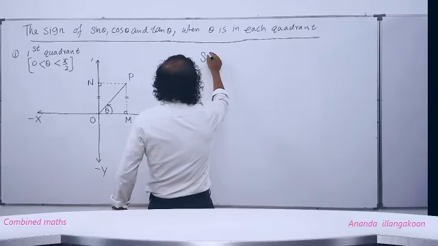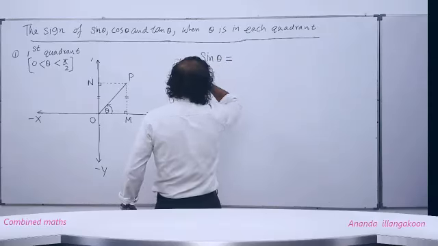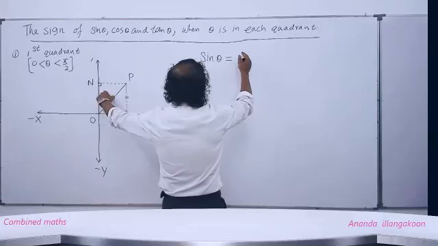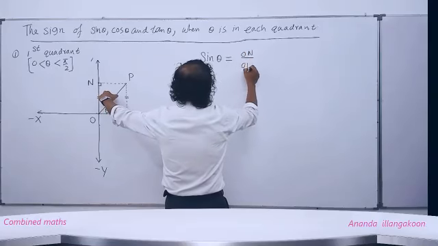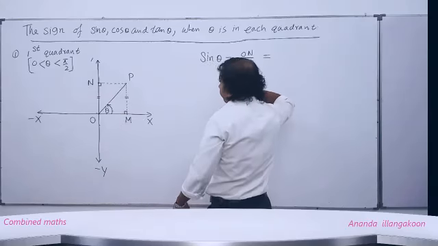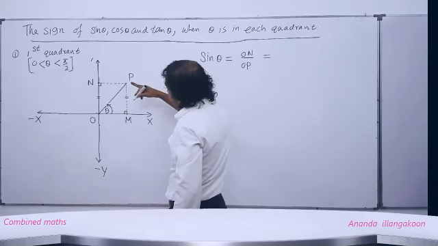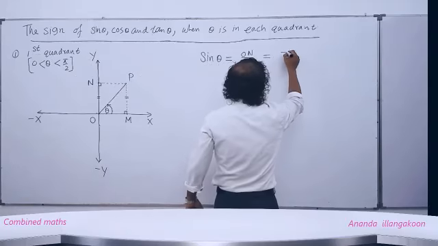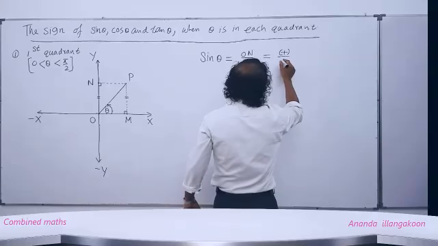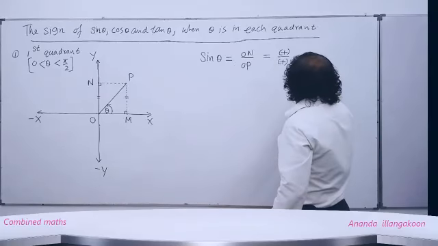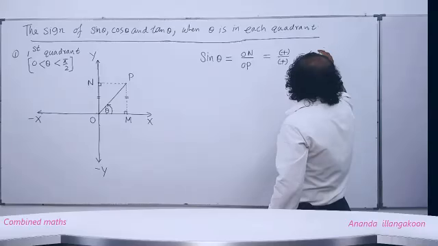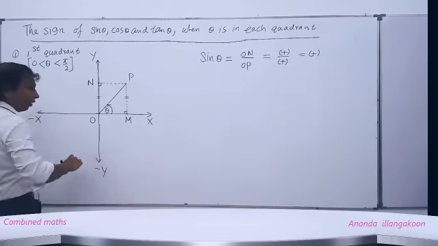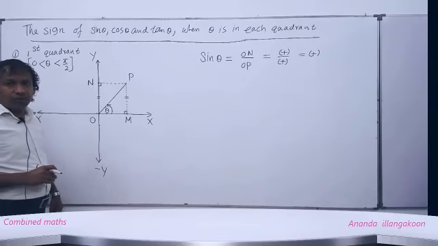Then we can write sine theta. What is that, people? Perpendicular projection of this OP on the y-axis divided by OP length. You know, people, this ON is coming from the positive y-axis. Therefore, its sign is plus. OP is always positive, no? Plus by plus is plus. Then, when this OP lies in the first quadrant, angle theta is between 0 and 90. For such angles, the sine value is positive.